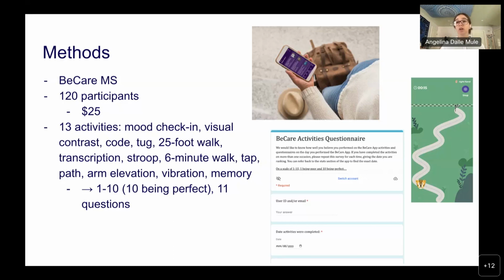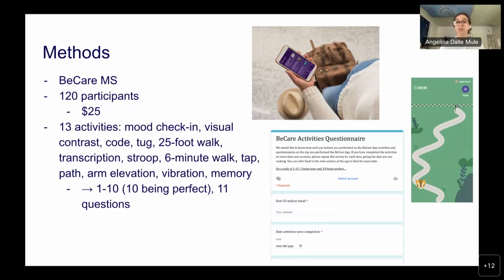120 participants were selected for this study. They were given $25 as compensation. The criteria was that they had to be above 15 years old. They could not have multiple sclerosis, so we could have a control group. And they also could not be at risk for falling, as some of the activities did include a 6-minute walk. So there wasn't a lot of physical exertion, but they also couldn't be at risk for falling, so we didn't harm anyone.